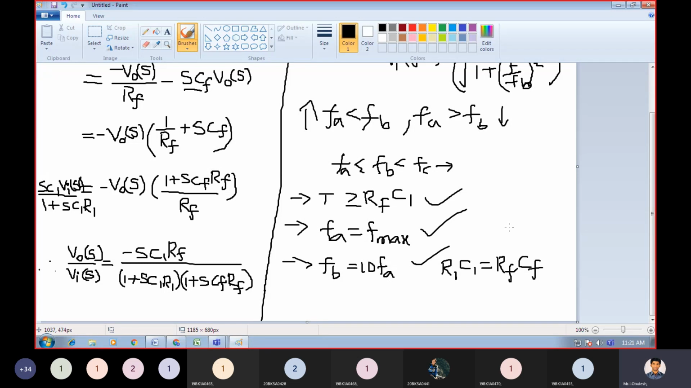After that, you need to calculate the RF value. In the third point, you need to choose fb equals 10 fa. Now we need to calculate the values of R1 and CF, so that you will get R1 C1 equals RF CF. Then you need to draw the output waveforms for the differentiator for sine and square waves.